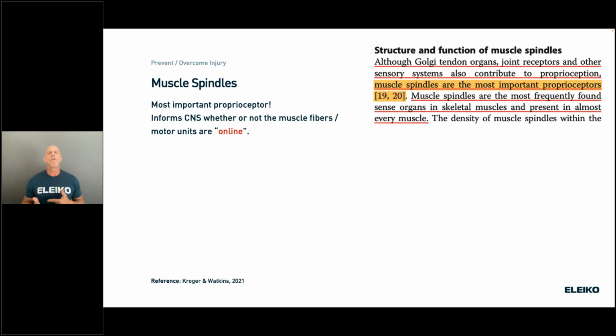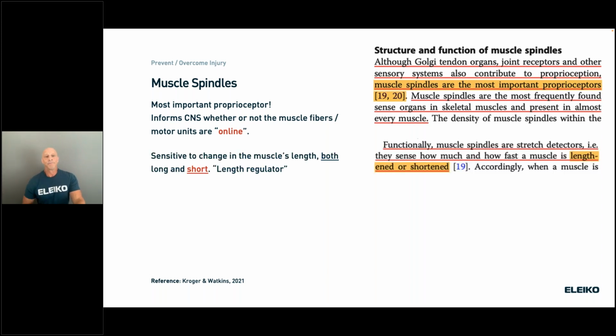They're finding out more and more information about this that I can't go into right now, but I assure you. What they do is they inform the central nervous system whether or not muscle fibers, motor units, which are components of muscles, are online or not. Are they online, able to work right now? Yes or no? That's what it tells the brain. If they're working correctly, yes. If they're not working correctly, no. They're sensitive, and here's another key. This is what's not talked about in the industry.